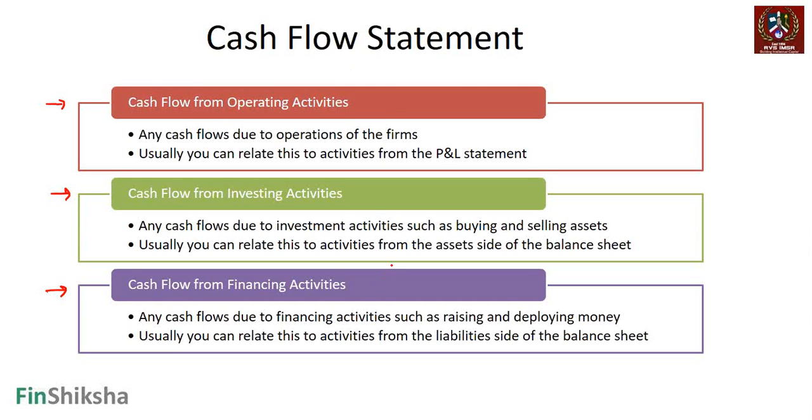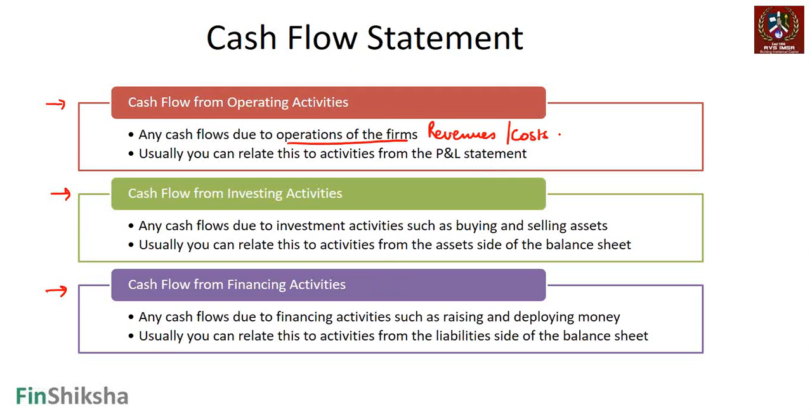And that means that cash flow from operating activities would mean any operations of the firm. Remember, we said revenues and costs. Anything that is coming on this front, cash going in, cash going out, because of that is going to come in on cash flow from operating activities.